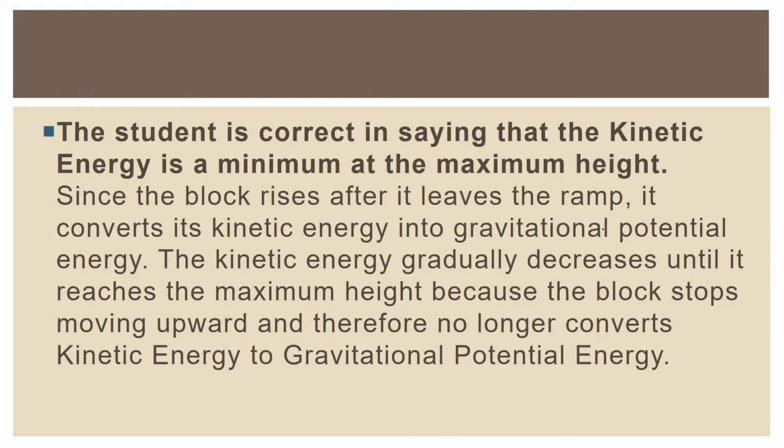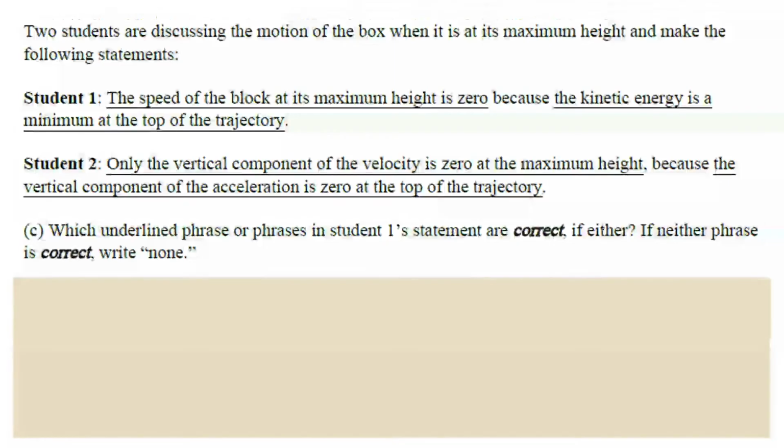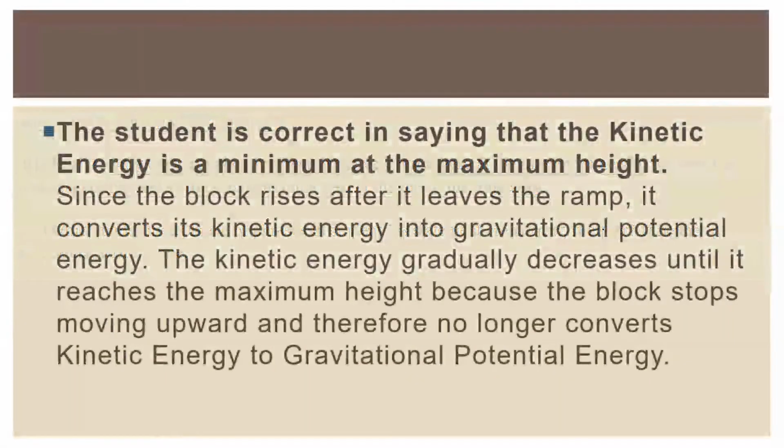I wrote the student is correct in saying that the kinetic energy is a minimum at the maximum height. That's what the kid said, right? They said the speed of the block at its maximum height is 0 because the kinetic energy is a minimum at the top of the trajectory. The kinetic energy being a minimum at the top of the trajectory is true. Since the block rises after it leaves the ramp, it converts its kinetic energy into gravitational potential energy.